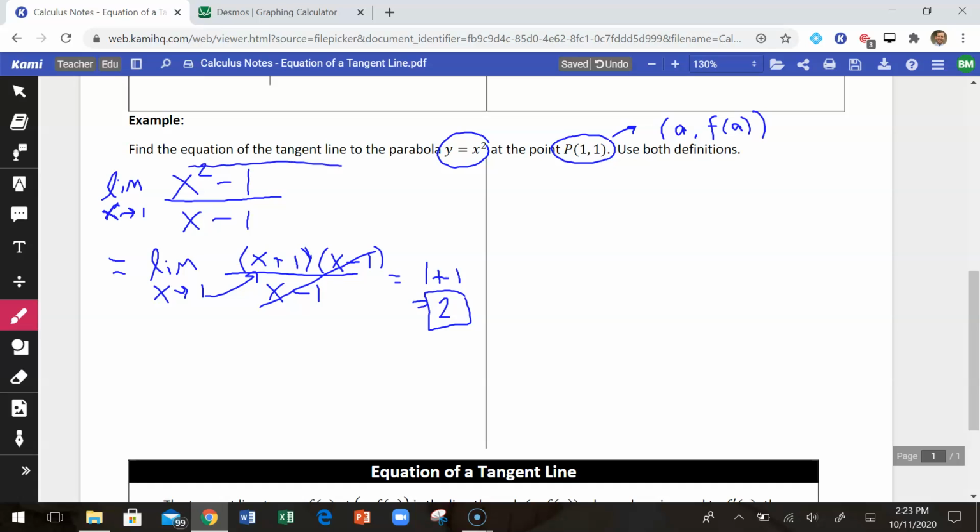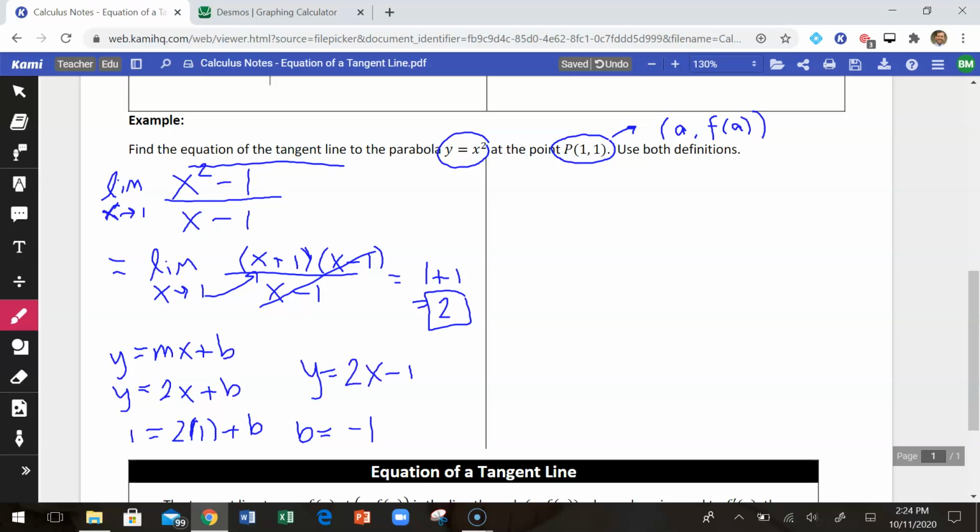We want to find the equation of the tangent line. So now I'm going to say, well, the equation of the tangent line would be y equals mx plus b. I know that m is 2. I just found that. And how do I find b? Well, I've got the point (1, 1), so I'm going to plug in 1 for y and 1 for x, and I'm going to solve for b. If I do that, I would get b to be negative 1, which means the equation of our tangent line is y equals 2x minus 1.